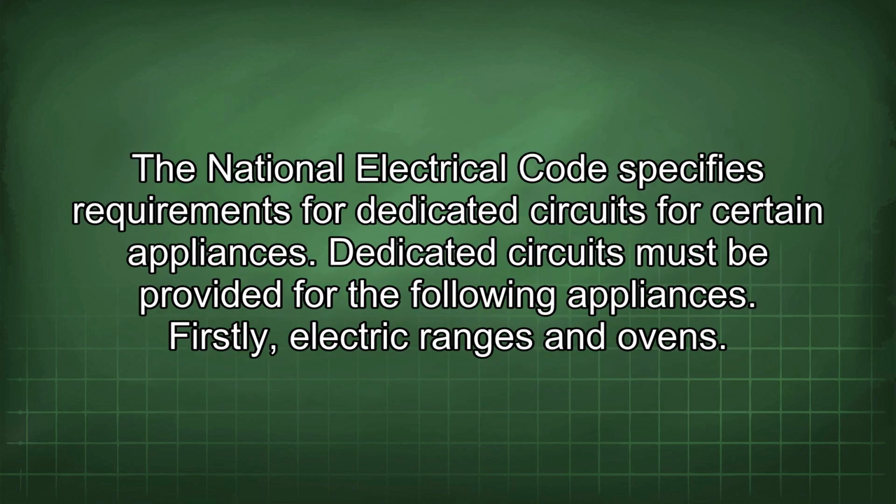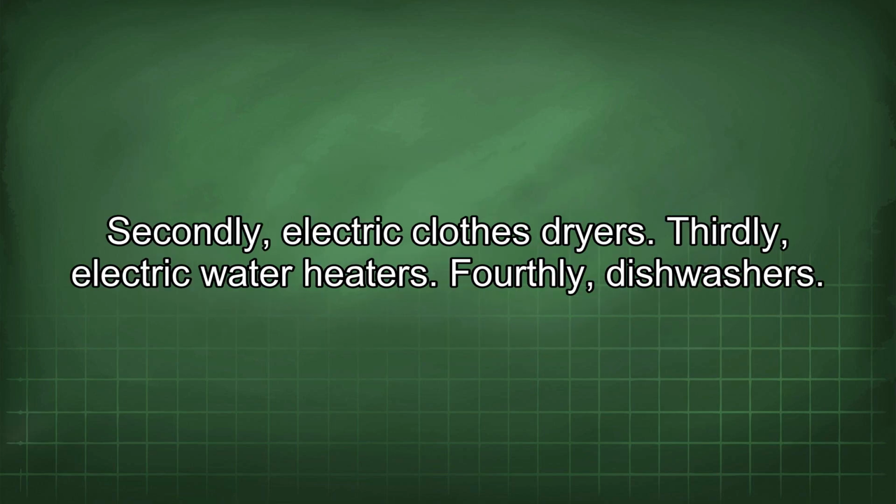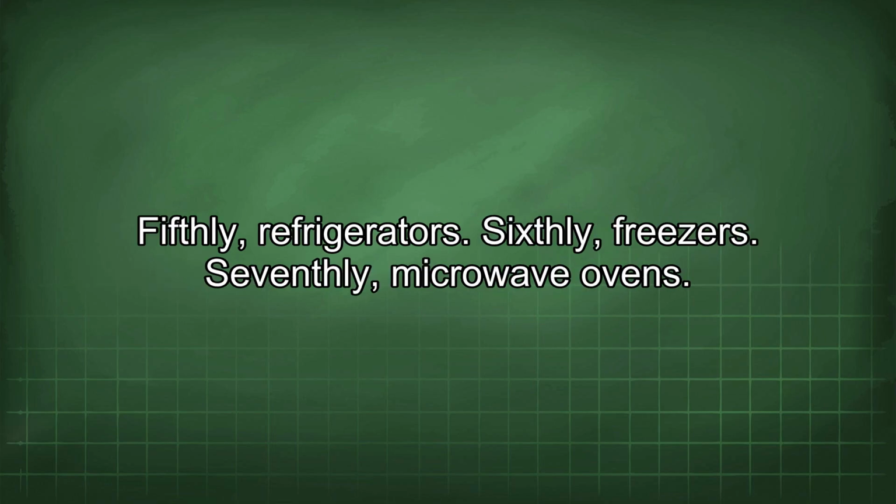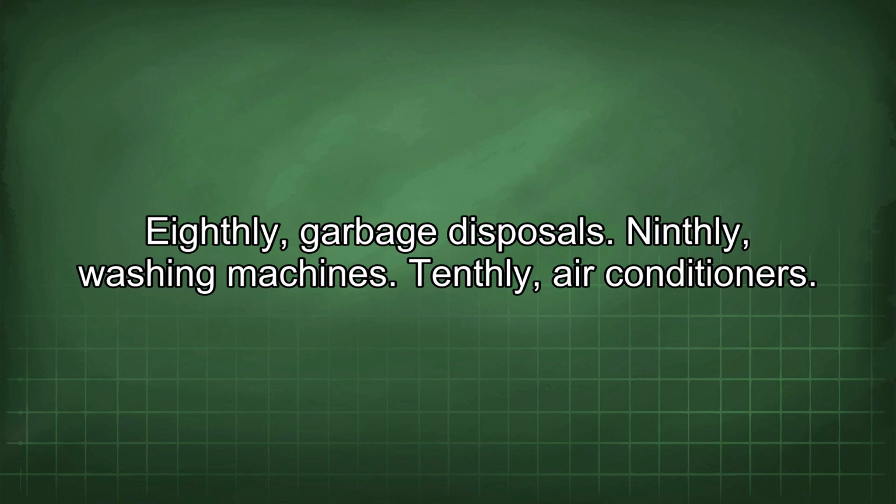The National Electrical Code specifies requirements for dedicated circuits for certain appliances. Dedicated circuits must be provided for the following appliances. Firstly, electric ranges and ovens. Secondly, electric clothes dryers. Thirdly, electric water heaters. Fourthly, dishwashers. Fifthly, refrigerators. Sixthly, freezers. Seventhly, microwave ovens. Eighthly, garbage disposals. Ninthly, washing machines. Tenthly, air conditioners.